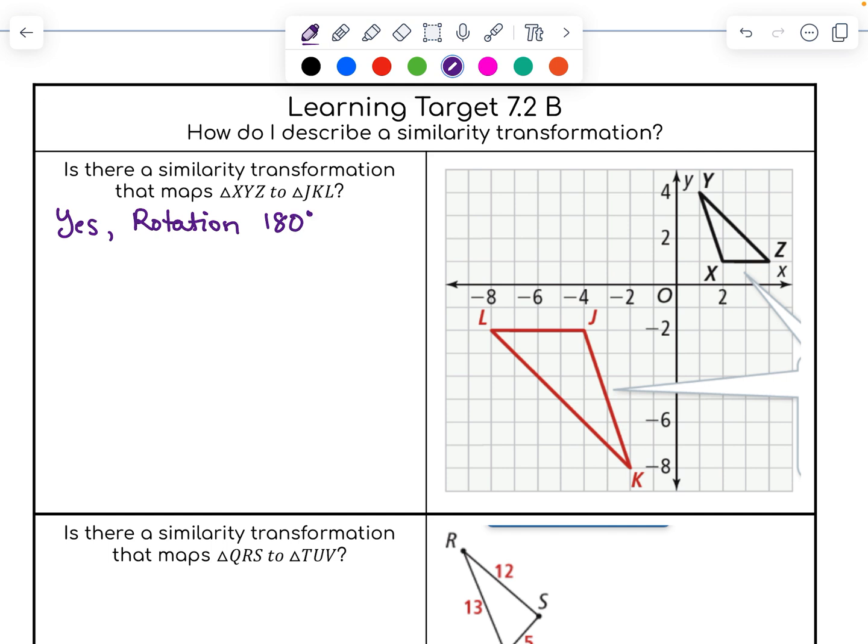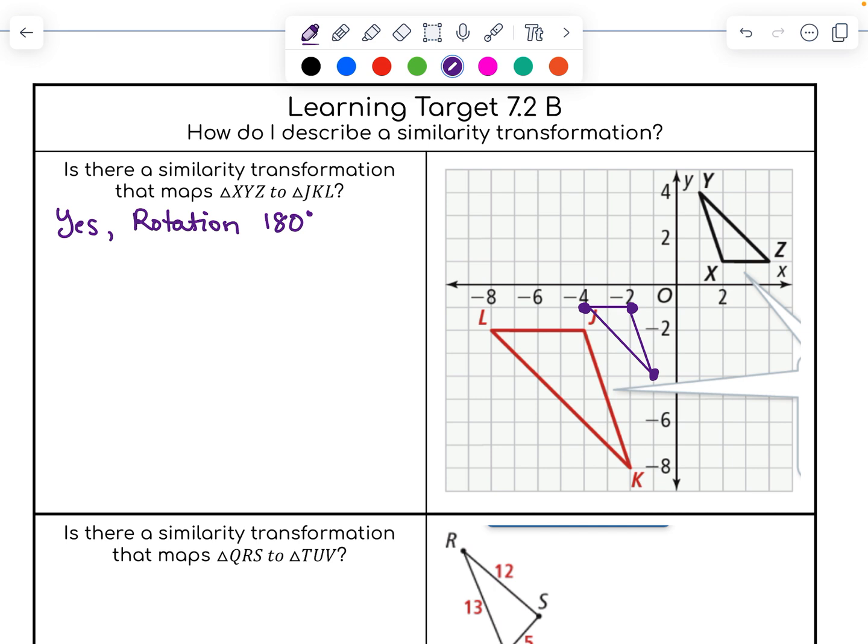If we rotate 180 degrees, the coordinate rule just tells us to flip them. So 2, 1 would become -2, -1 right there. 4, 1 would be -4, -1, which is right here. And 1, 4 would become -1, -4, which I think would be about right there. Okay, so now we've done our rotation 180 degrees.